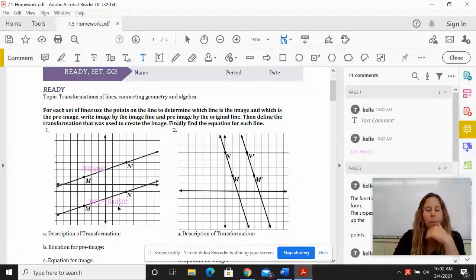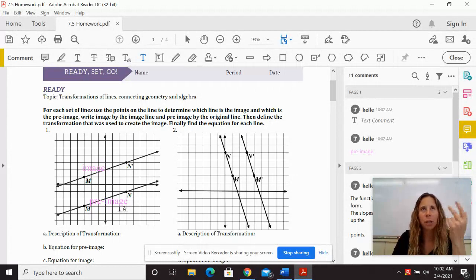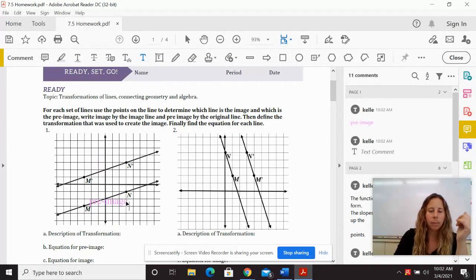So the pre-image is the one that you're transforming, changing in order to get to the actual image. So like for number 2, NM is the pre-image, this is the image. Okay, so there's that.